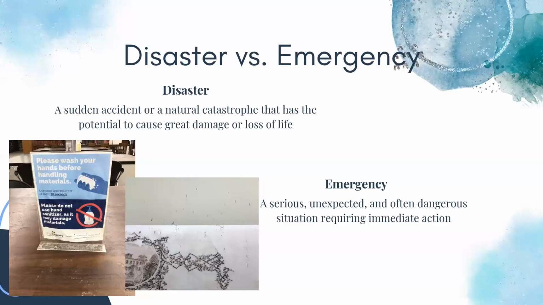So what is a disaster versus what is an emergency? So typically a disaster is defined as a sudden accident or natural catastrophe that has the potential to cause great damage or loss of life. And we also can look at disasters as a minor incident or a major incident. Then this comes from the Syracuse University presentation, and so they kind of define disasters as these types of categories.